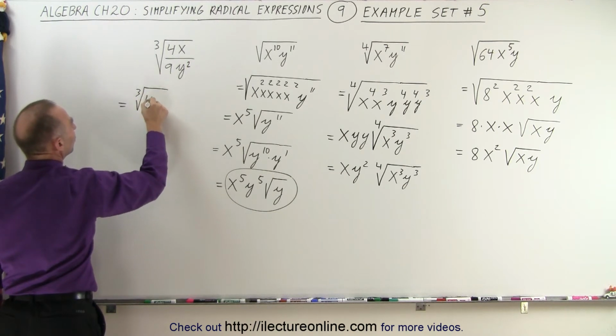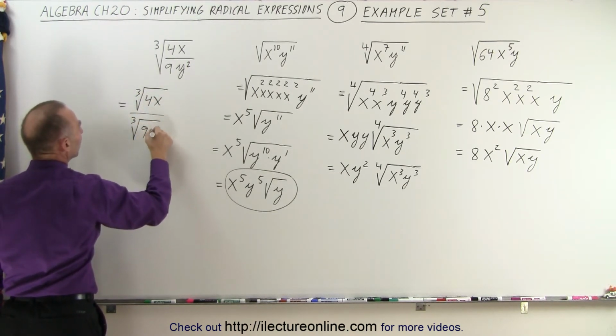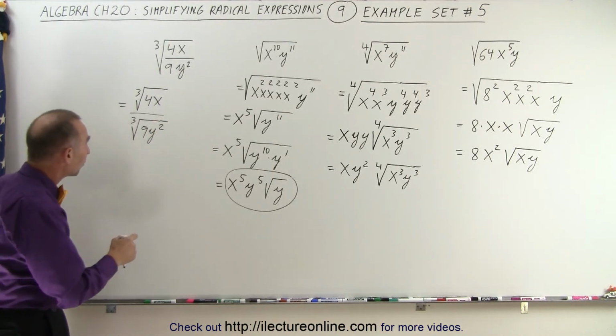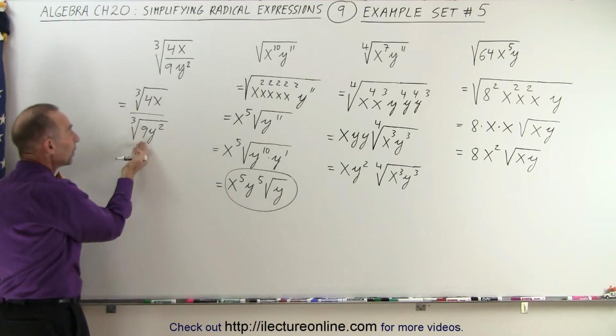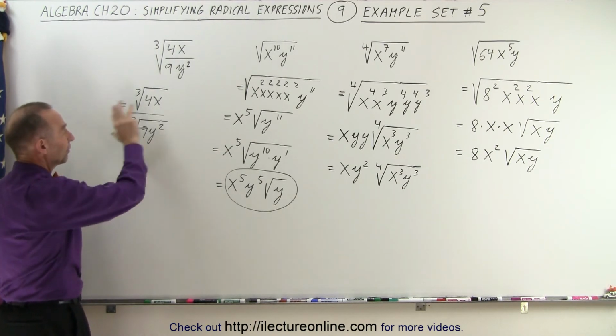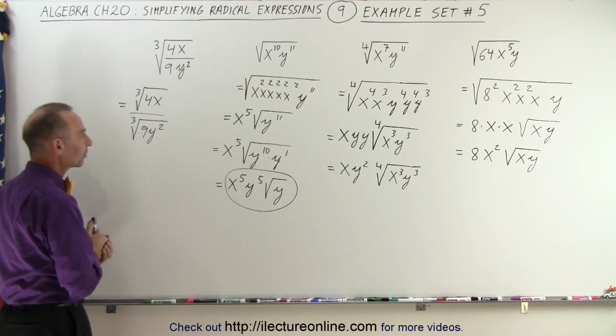Over here, the first thing we want to do is write this as a cube root of 4x in the numerator divided by the cube root of 9y squared in the denominator. Now notice that 9 is 3 squared, but since we're taking the cube root of that, we cannot take that outside the radical. And that's as far as we can go. Everything is simplified to the simplest form that we can, and nothing else can come out.